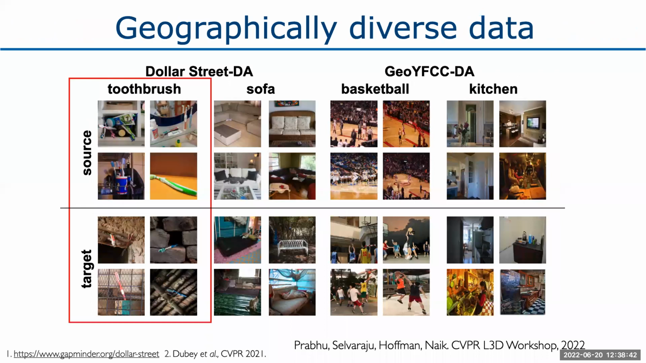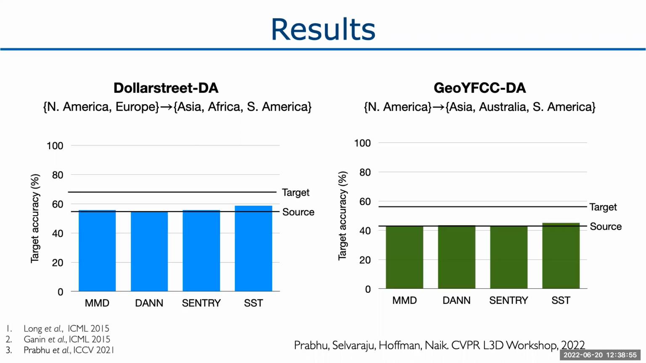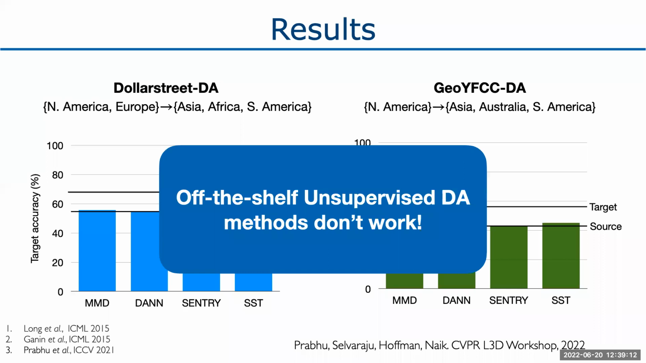So how do existing unsupervised DA methods fare? First, we set up two adaptation settings, for instance, from North America and Europe to the rest of the world, and measure the performance of a model trained and tested on the target set, and a model trained on the source set and tested on the target set. The performance gap between the two is what we're trying to close. We applied some off-the-shelf unsupervised DA methods, but unfortunately found that they offer limited to no improvement. So off-the-shelf methods just don't seem to work in this setting.